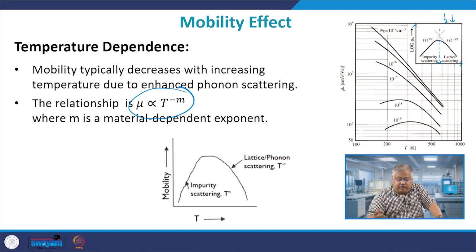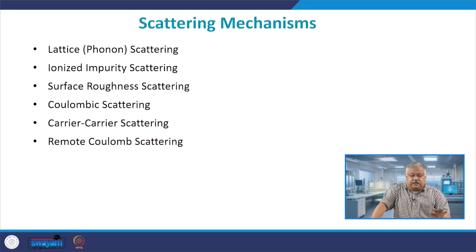To the left, why? Because of something which is known as impurity scattering, to the right because of lattice scattering, and both will give you the mobility effect in a sense. So, these are the scattering mechanisms which are primarily responsible for the charge carrier movement, and these are lattice scattering, ionized impurity scattering, surface roughness scattering, Coulombic scattering, carrier scattering and remote scattering.